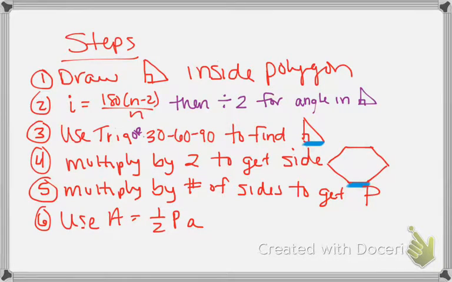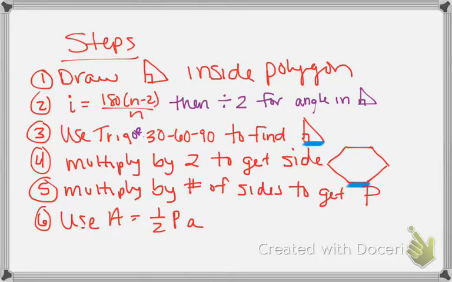Here's a summary of your steps. So the first thing to do is to draw that right triangle inside of your polygon. That's using your radius and your apothem. Then use the little i formula to get each individual angle inside of the polygon. But then most importantly, you want to divide that by 2 to get the angle that's inside of your right triangle. Step 3 is use trig or maybe a 30, 60, 90 triangle to find that bottom adjacent side of your triangle. This is our process to start to get perimeter.